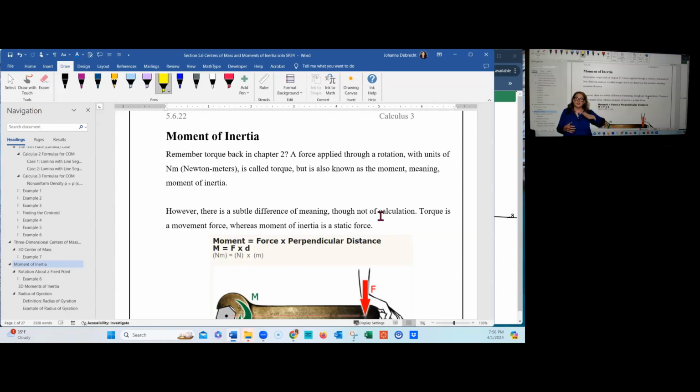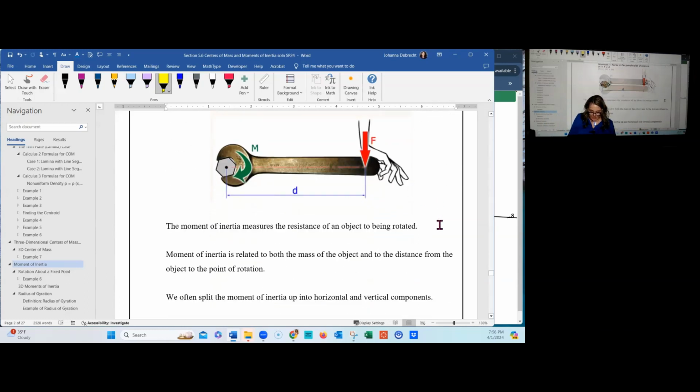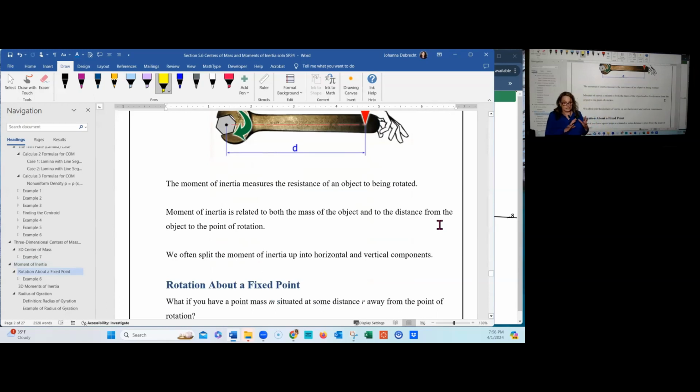So the moment of inertia, we're talking about a torquing pattern, but it's not actually torque. Torque is a movement force. So you're rotating through some kind of radial arm. Whereas moment of inertia is measured the same way, but in this case, it's the force multiplied by the distance. But again, it's a resistance to being moved. All right, so it's a static force. It's not actually moving. It's not a movement force. It's a static force.